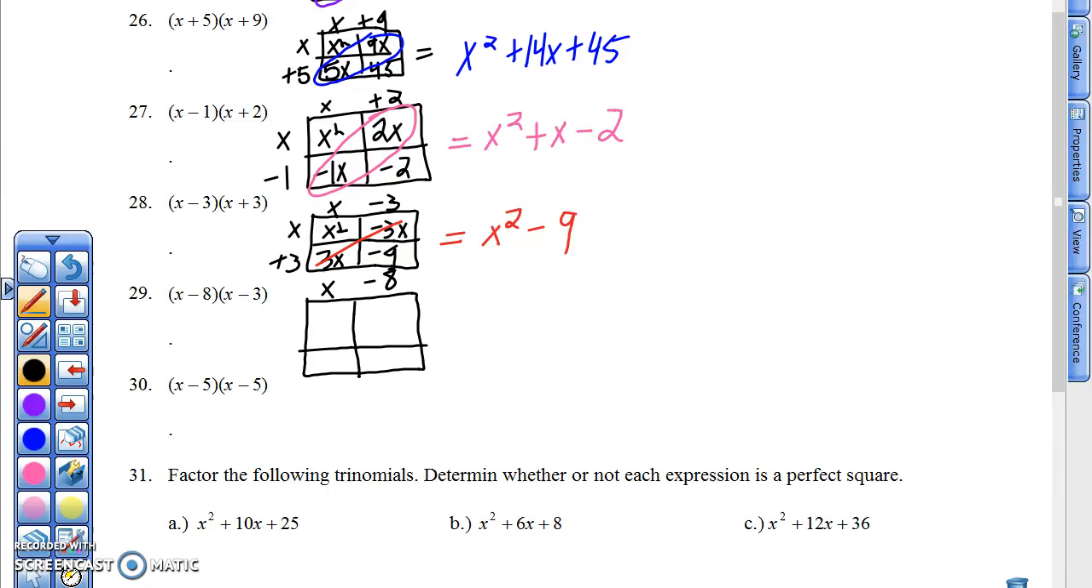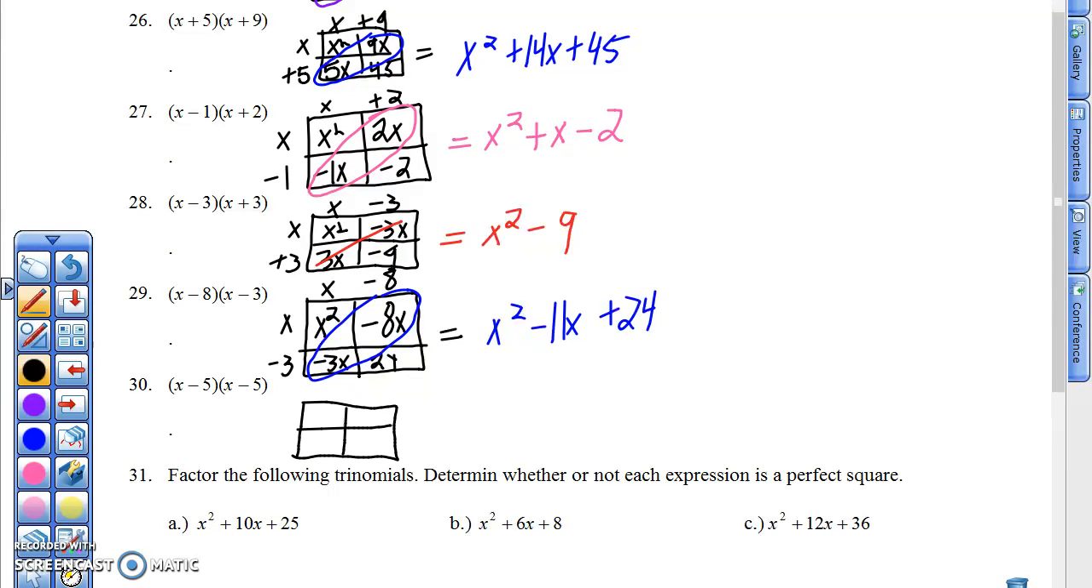x minus 8 times x minus 3. x times x is x squared. x times negative 8 is negative 8x. x times negative 3 is negative 3x. Negative 3 times negative 8 is positive 24. Combining like terms, x squared, negative 3 and negative 8 would be a negative 11x, and plus 24. Be careful with negatives. That's probably the number one mistake I see with students on these problems.